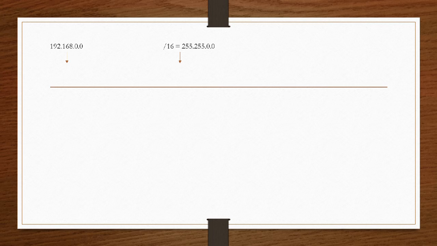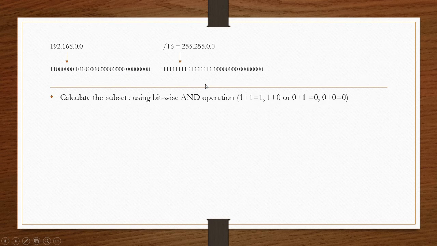And then the first step, after we know the address, we need to convert it into binary, and we get this binary address. So after that, we need to calculate the subnet using the bitwise AND operation, which is 1 AND 1 equals 1, 1 AND 0 or 0 AND 1 equals 0, and 0 AND 0 is equal to 0.